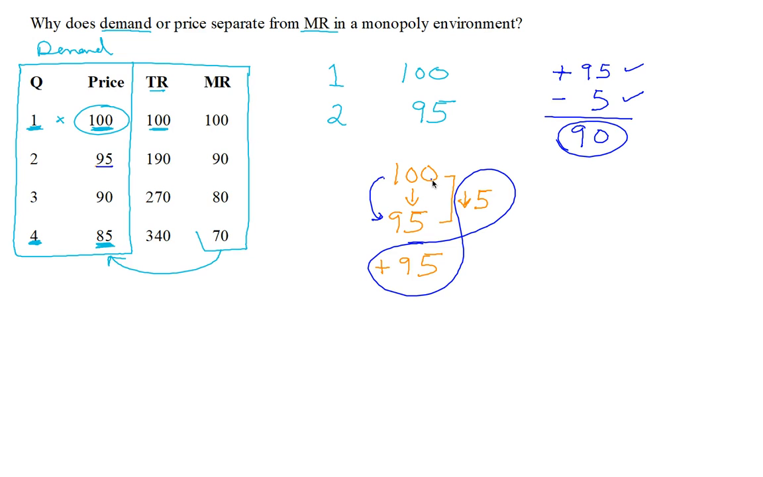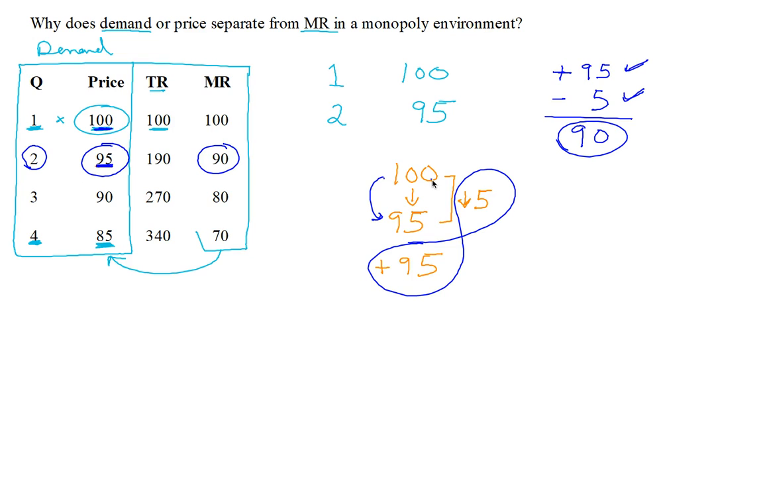Right here it is for unit number 2. The marginal revenue is going to be less than the price. Why? Because we added $95 on the second unit, but on the first unit we gave up $5. We used to sell it for $100, and now it's only going to sell for $95. So we gained $95 and lost $5.